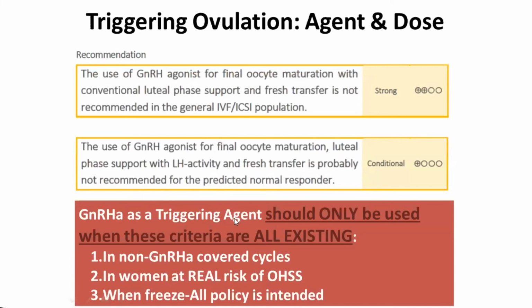GnRH agonist protocol as a triggering agent should only be given when 3 criteria are all fulfilled. Number 1, in a non-GnRH agonist covered cycle, because in GnRH agonist cycles, the receptors are already depleted, so the GnRH agonist will not be effective as a triggering agent. Number 2, in women at real risk of ovarian hyperstimulation. Number 3, when freeze-all policy is intended. Again, if you give GnRH agonist alone as a triggering agent, it is not recommended at all to do fresh embryo transfer in such cycle.